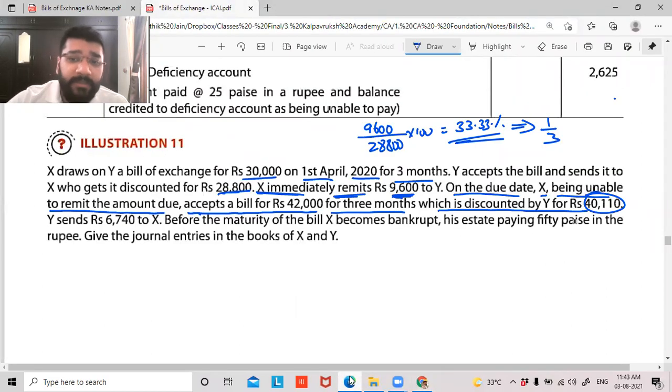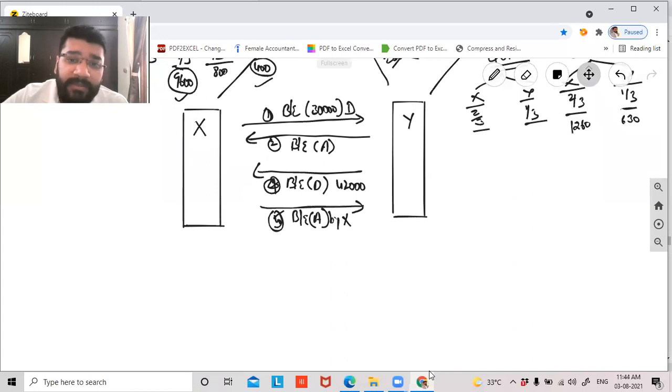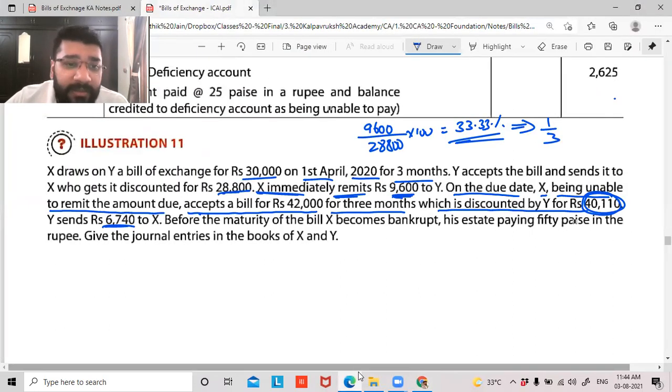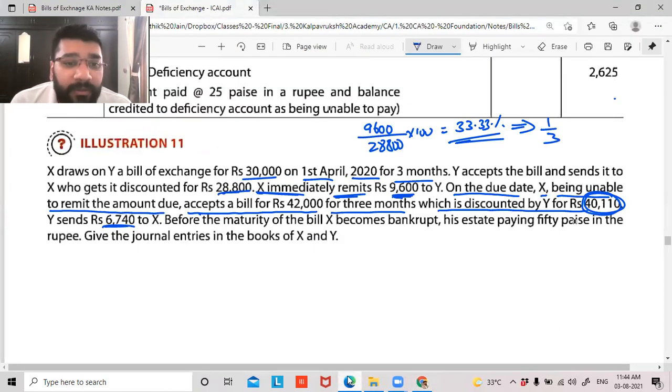Now, what happens is, Y is discounting this amount. So Y is getting 40,110. Out of that, he is giving only 6740 to X. He is giving only 6740 to X. So the 7th event, Y is giving to X 6740. 6740 given to X, before the maturity of the bill.